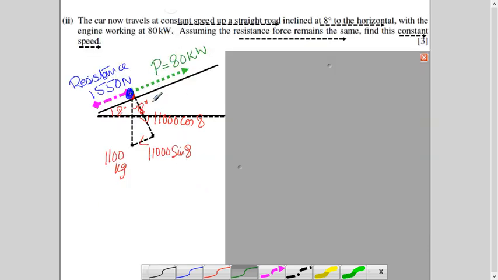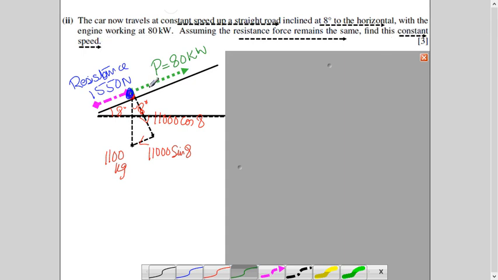So what is asked, I have drawn it here. And when you are solving a question, I would suggest that you also draw roughly. It will help you to understand the question better. Now the question is saying the car now travels at a constant speed up a straight road which is inclined at 8 degrees to the horizontal. So I've drawn the horizontal line and a ramp of 8-degree incline with the engine power at 80 kW. So I have mentioned here that now the engine power is 80,000 watts. Assuming that resistance remains the same, which was 1550 Newton, you have to find the constant speed now.